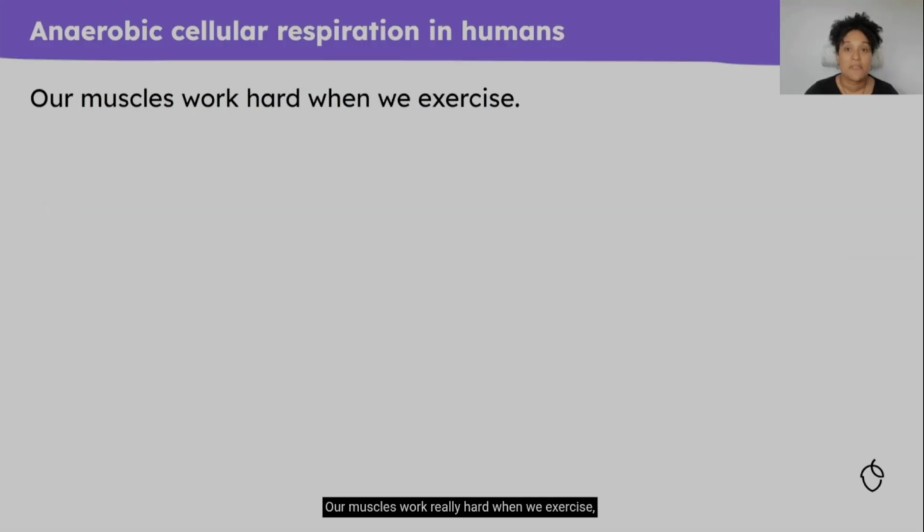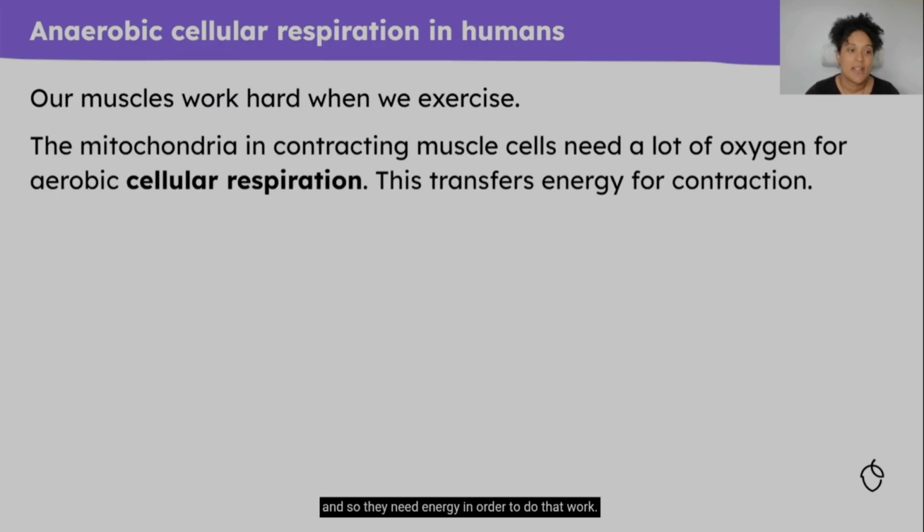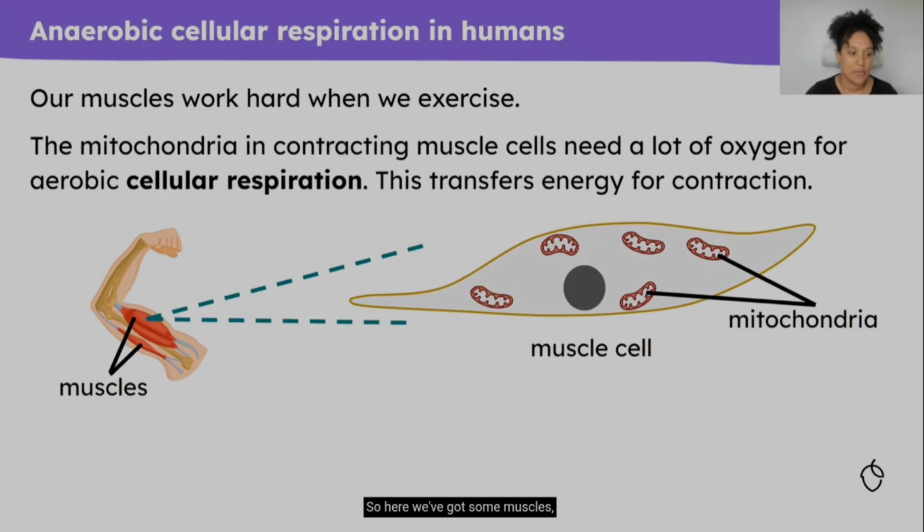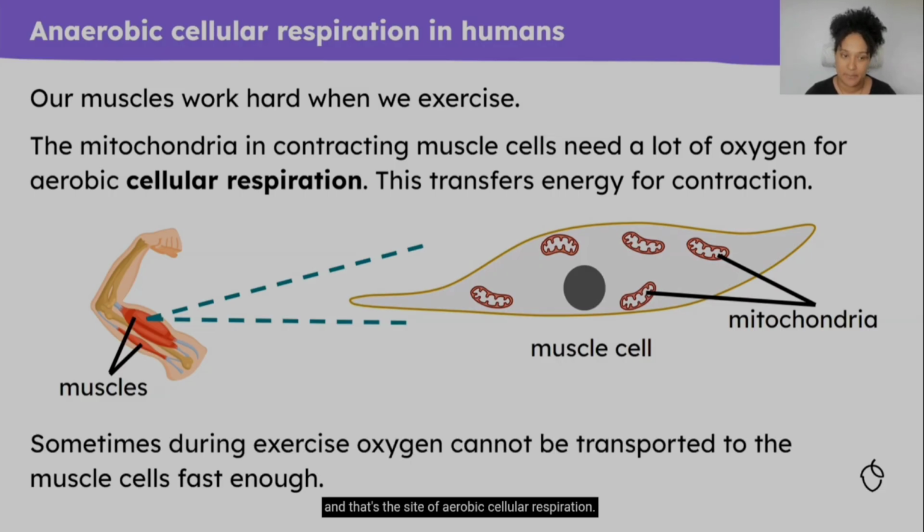Our muscles work really hard when we exercise, and so they need energy in order to do that work. The mitochondria in contracting muscle cells need a lot of oxygen for aerobic cellular respiration, that cellular respiration that requires oxygen to occur. And this transfers energy for muscular contraction. So here we've got some muscle tissue, a bicep and a tricep. If we magnify in there, we can see an individual muscle cell. And inside those muscle cells are mitochondria, and that's the site of aerobic cellular respiration.